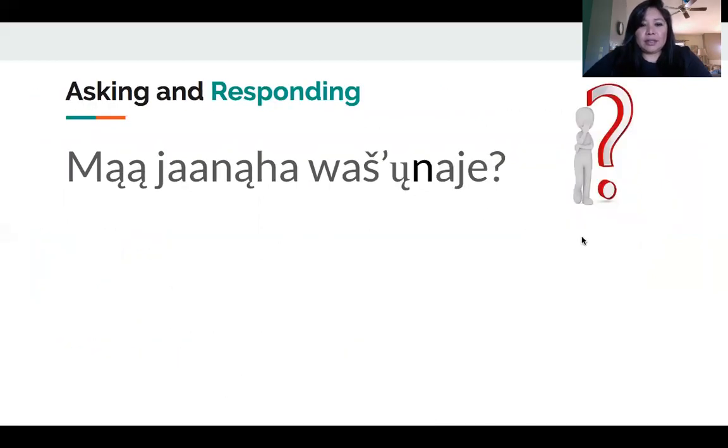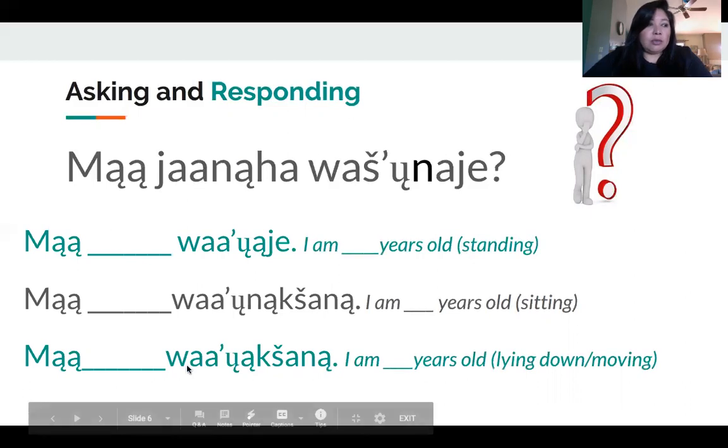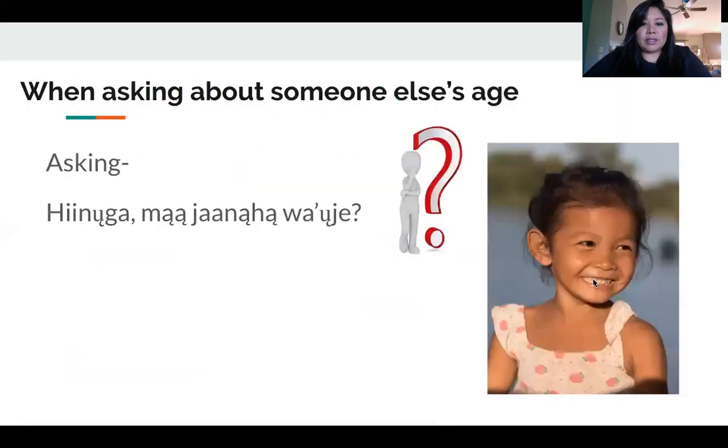Now here, this is where I'm going to give you some examples of those positionals. If you are standing, you're going to use Wa Wanjade, as said before. If you are going to be sitting, you would answer it with Ma, your age, Wa Unakshana. Now, if you're lying down, moving, and we're just walking, you would say Ma, your age, Wa Wakshana. Okay? So again, those are just some examples, but we'll just stick to the Wa Wanjade.